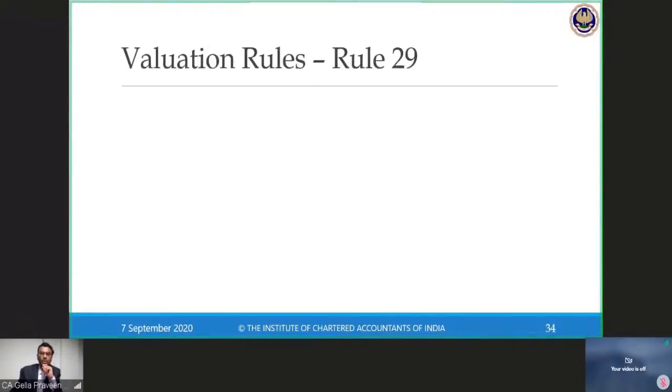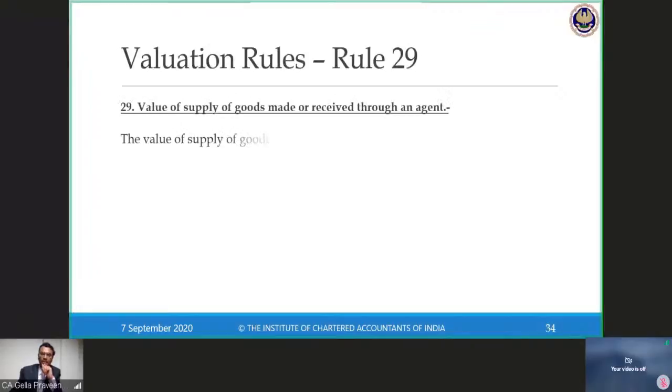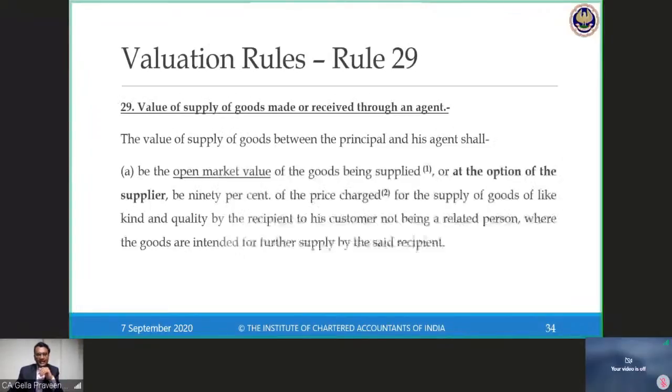Now Rule 29 talks about your agent, the principal to agent transaction. Here again, as usual, in all the rules, the starting point is open market value. So when there is a transaction between principal and agent, what they're saying is, it is with the open market value of the goods supplied. That is, what is the open market value? That I'll consider.